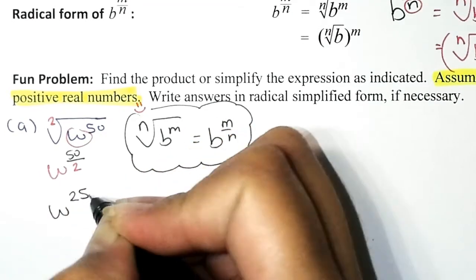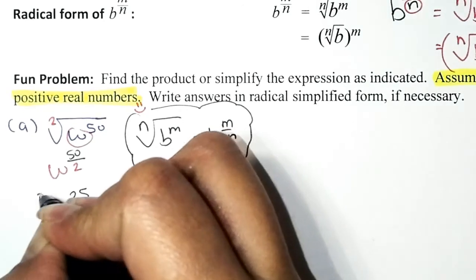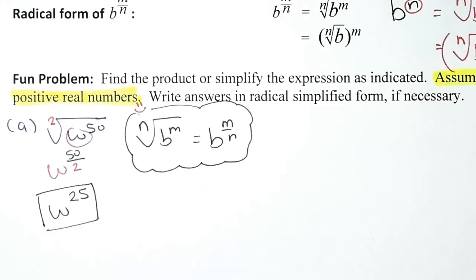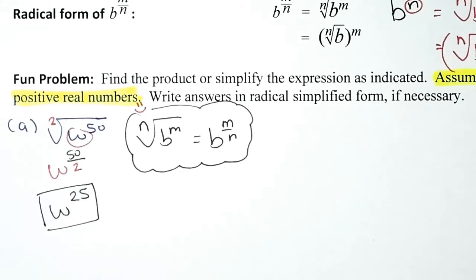And now the question I ask myself is this: what's my answer? That's it. That's the actual answer. So the moral of this story is that the square root of w to the 50th simplifies to w to the 25th. If you wanted to check it, how can we check it? Our answer raised to that index needs to give us back that radicand, and it does.